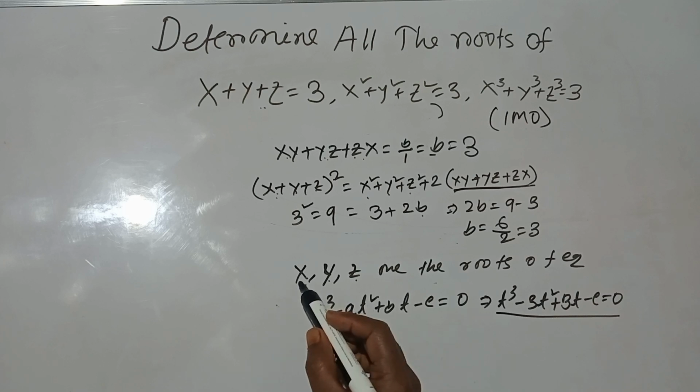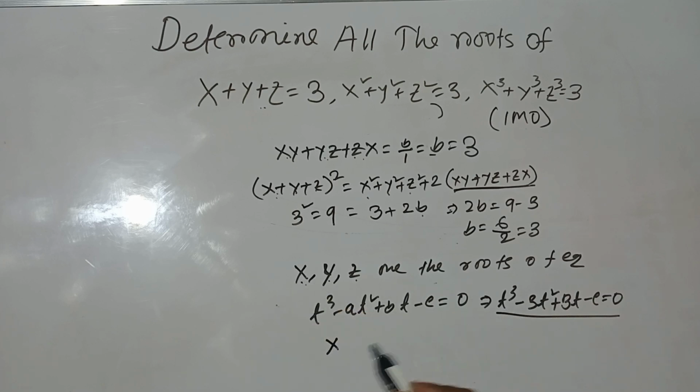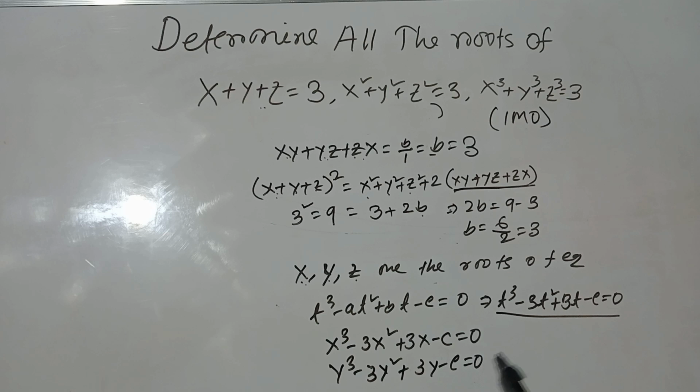We can put the value x here and it will satisfy the equation, so simply x cube minus 3x square plus 3x minus c equal to 0. Similarly, y cube minus 3y square plus 3y minus c equal to 0, and for z it is simply z cube minus 3z square plus 3z minus c equal to 0. Now we can add these three equations.